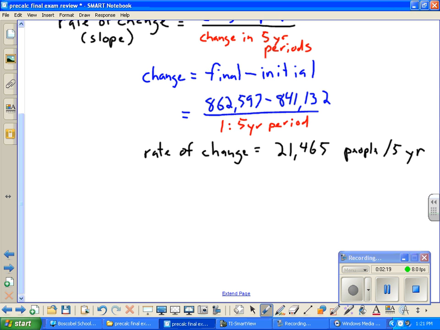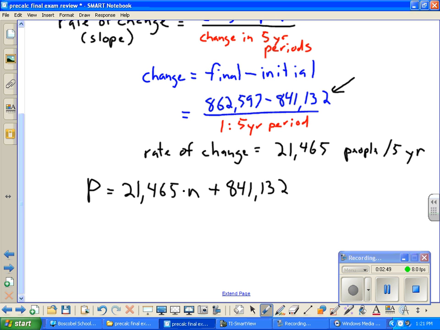So now we need to find a formula. So our population is going to be equal to our rate of change, which is going to be 21,465. We'll say n, where n is the number of 5-year periods, plus where we started. Well, our initial starting population was here, so it's going to be plus 841,132.